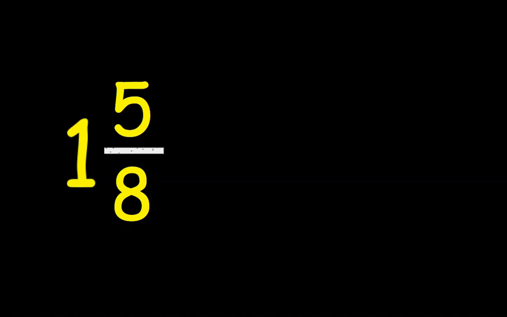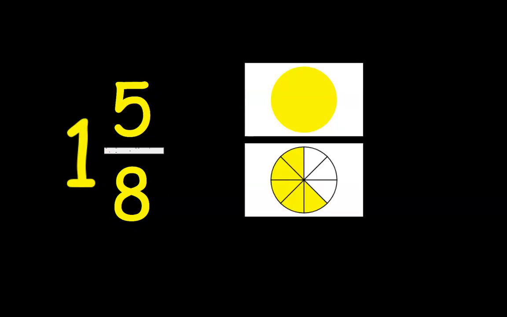Let's have a look at 1 5/8. Immediately you should see you need 2 pizzas to do this, because I have a pizza, cut it into 8 equal pieces, eat 5, and then I eat another whole pizza. So I need that pizza and then this one. There is the 1 whole pizza, and here is the 5/8 of a pizza. I have a pizza, cut it into 8 equal pieces, eat 5 of them.